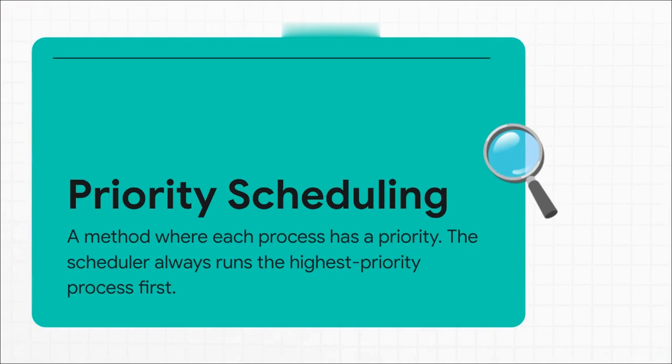It's kind of like the scheduler is a bouncer at a super exclusive club. It looks at all the processes waiting in line, checks their priority ticket, and the one with the highest number gets to go straight to the front, right into the CPU.